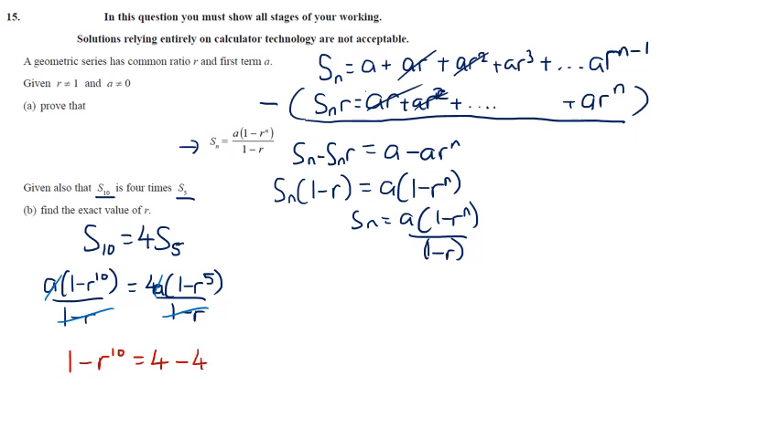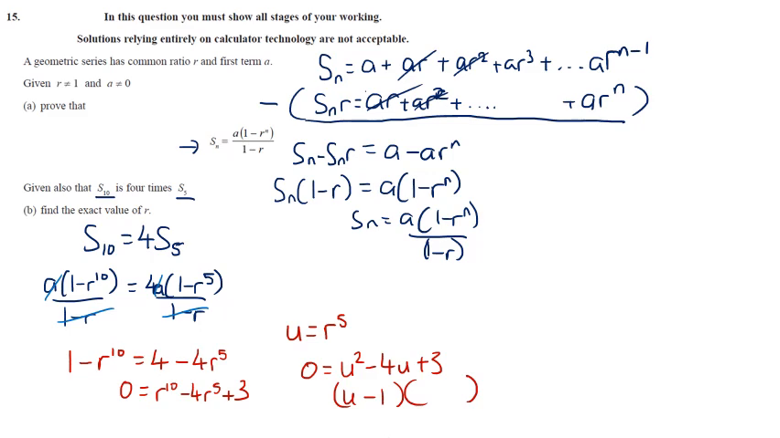Multiplying that out, 4 minus 4r to the 5. So if we move everything to the right hand side, we've got r to the 10 minus 4r to the 5, and then 4 minus 1 is 3. This is a quadratic. So if we put u equal to r to the 5, then r to the power of 10 is just u squared. So we've got u squared minus 4u plus 3, and that factorizes into (u minus 1)(u minus 3). So u is 1 or u equals 3.